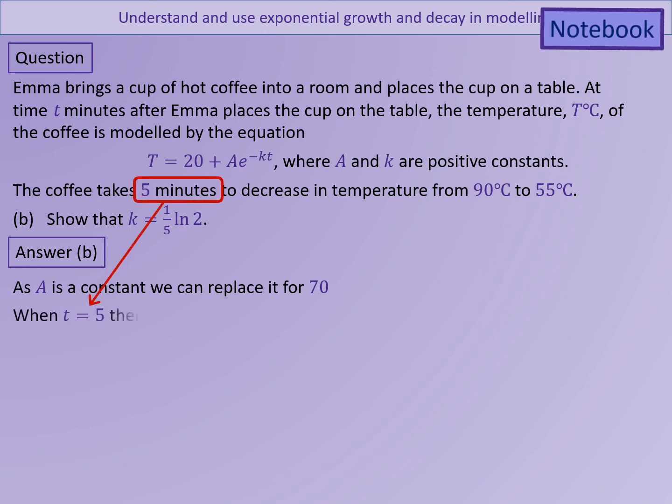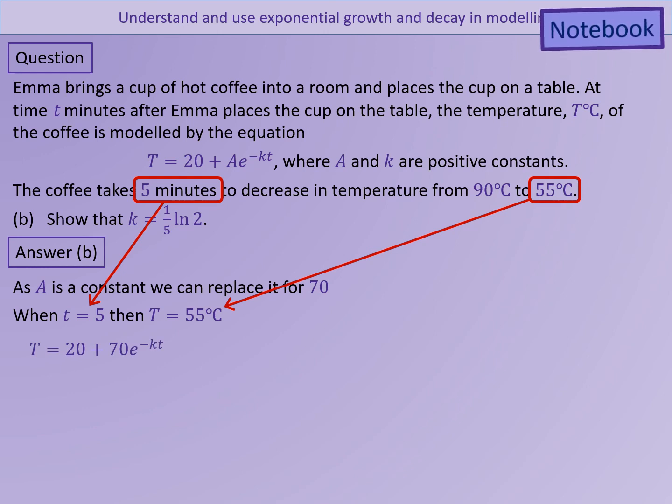So we can replace that value of A that we found with 70. We can replace T with 5 because we're talking here about 5 minutes after the coffee has been made. And we know that at that time the temperature is 55. So there are 3 values now that we can replace within my equation, and that hopefully is going to allow me to find the value of K.